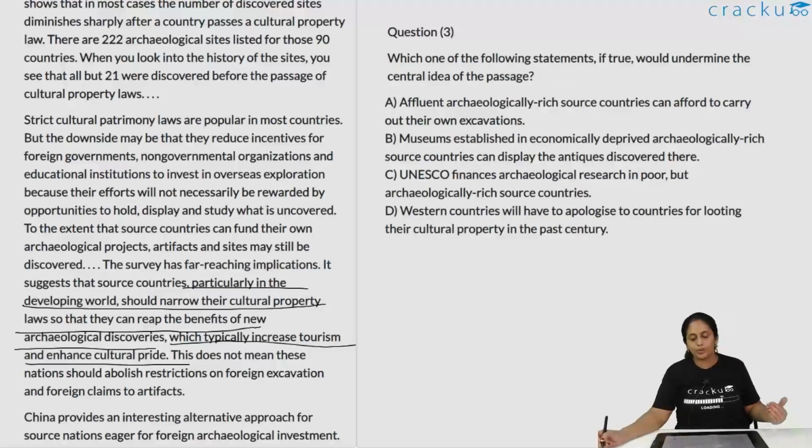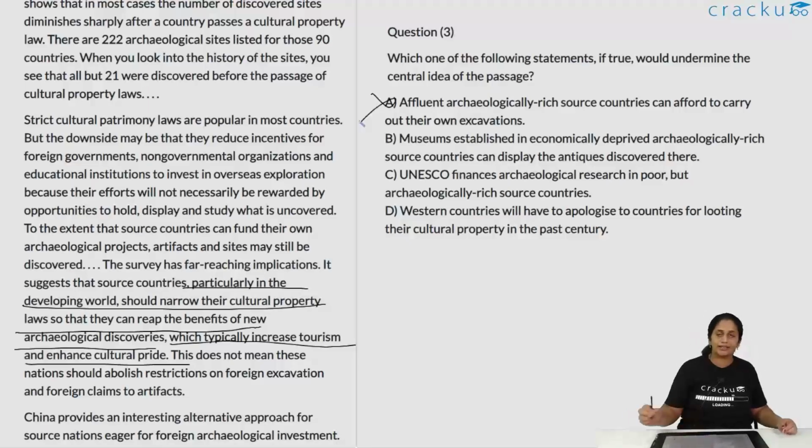The third question is, which one of the following statements, if true, would undermine the central idea of the passage? A: Affluent, archaeologically rich source countries can afford to carry out their own excavations. Now the author is saying this might be true. Okay, if you are an affluent country, you can fund it yourself. But the author is saying, what about the poor countries who are archaeologically rich? His recommendations are for the poor countries, not for the affluent countries. So this point does not undermine his hypothesis.